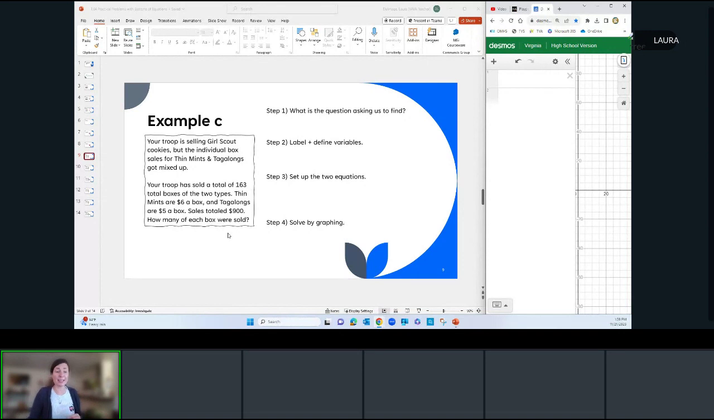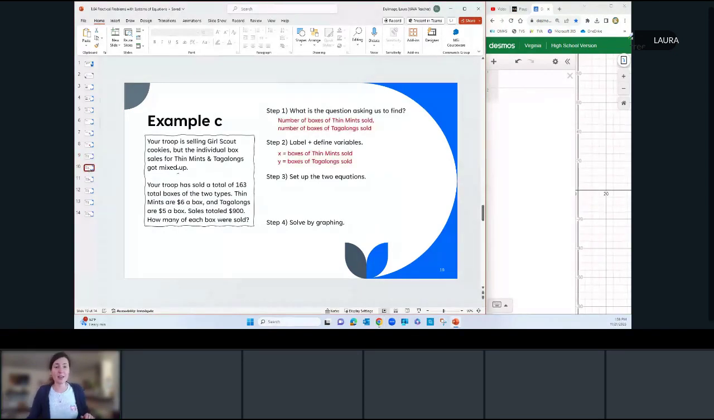This one's a little bit trickier, but again, we know that this is a systems problem because we got two things that we're being asked to find. And however many variables you have in math, you need that many equations. So we're asked to find two things. What is that? Number of boxes of Thin Mints, number of boxes of Tagalongs. Those are the things we're asked to find, the number of boxes of each. So that allows us to come up with our variables pretty easily. I just made the phrase shorter in step 2, but basically X is boxes of Thin Mints, Y is the boxes of Tagalongs. Now we're going to set up those two equations.